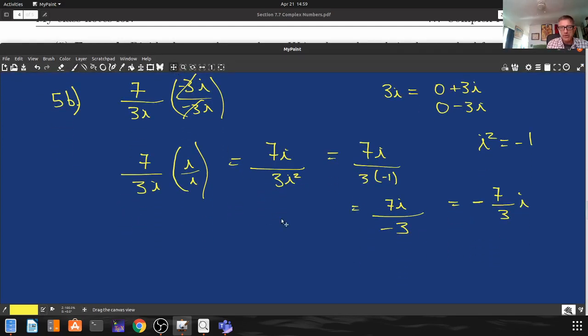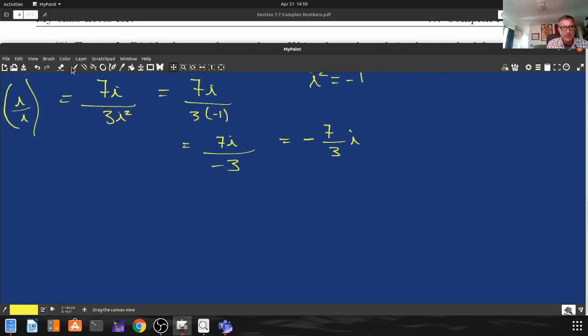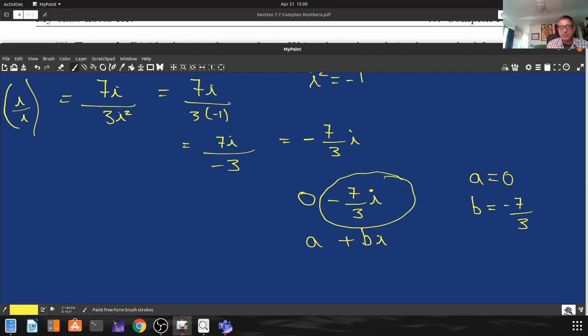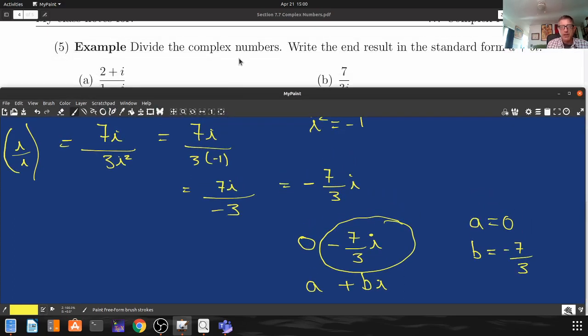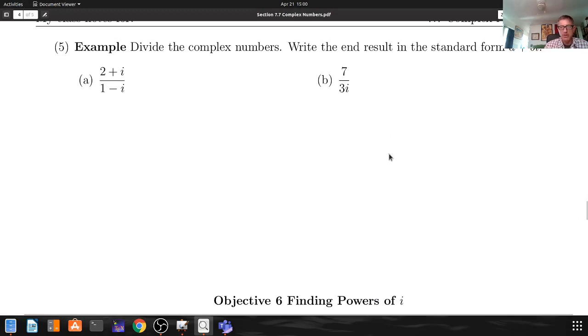So minus 7/3 i is 0 minus 7/3 i. It's a purely imaginary number. The real part is equal to 0. The imaginary part is minus 7/3. This is a purely imaginary number. So one last thing, powers of i.